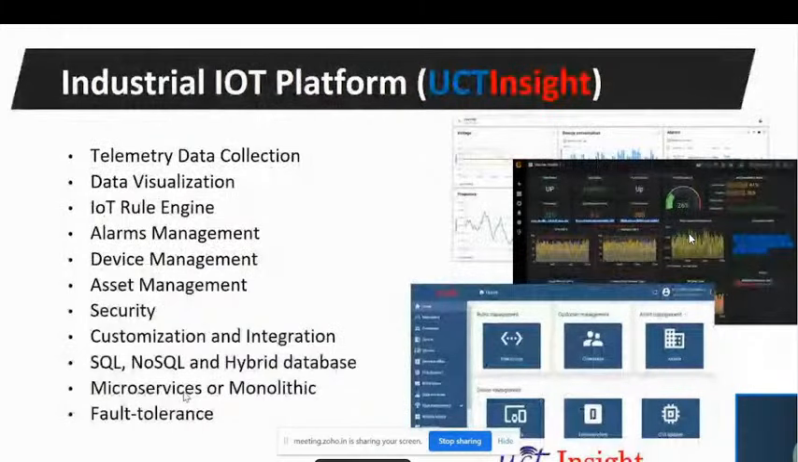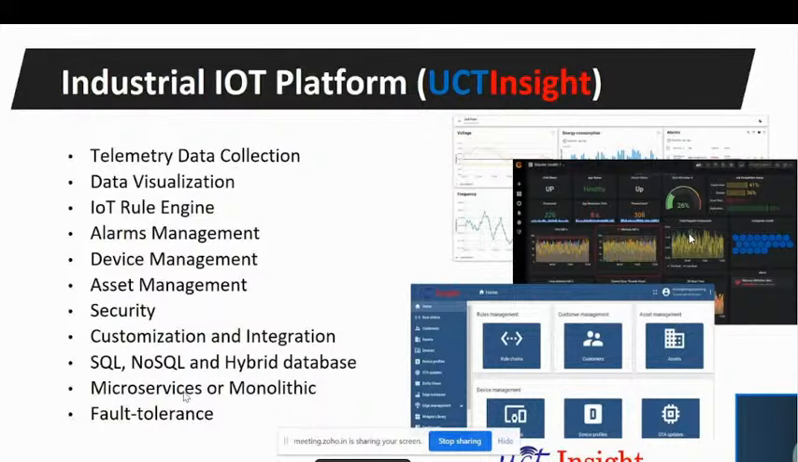And then we have our industrial IoT platform, which is UCT Insights, which has features like telemetry, data collection, data visualization, IoT rule engine, alarm management, device management, and then we have a security system with web tokens, AES encryption, and then it has customization and integration with all the other third party tools, like it can support Grafana, AWS, Microsoft Azure. And also it has support for SQL, NoSQL and hybrid databases.